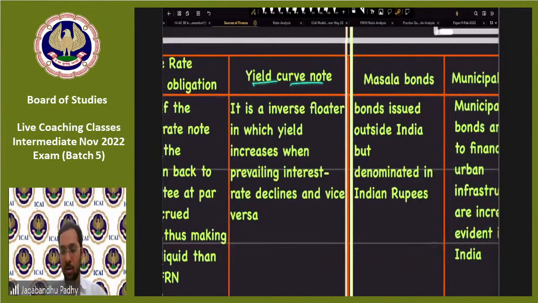Yield curve note. Now this is really interesting. It's actually an inverse floater in which yield increases when the prevailing interest rate declines. So it's the inverse thing: if the rate of interest is falling in the market, the rate of interest on these bonds will increase. So if in the market the rate of interest falls by 1%, the rate of interest on this bond will increase by 1%. So they move in inverse directions.